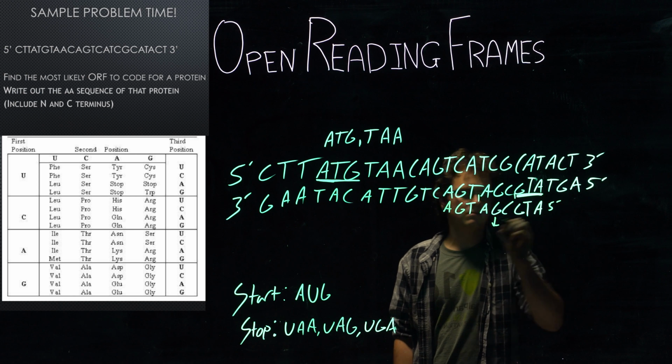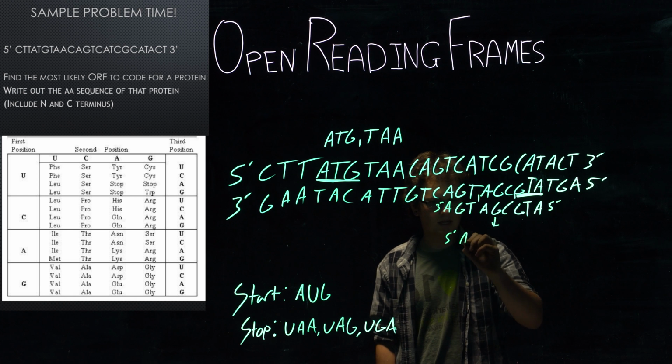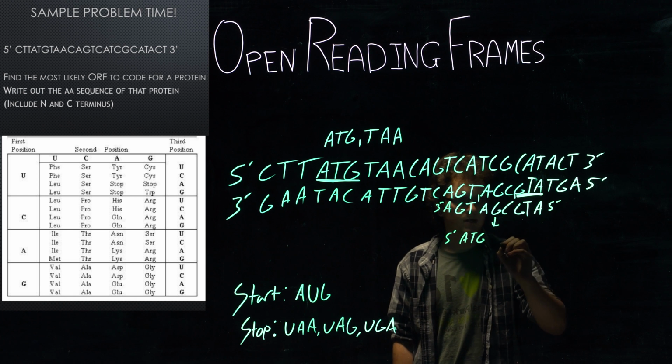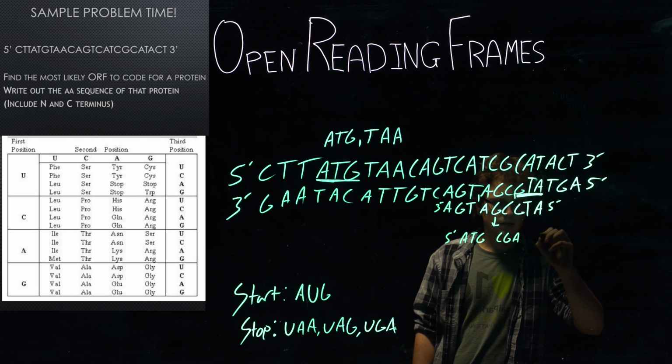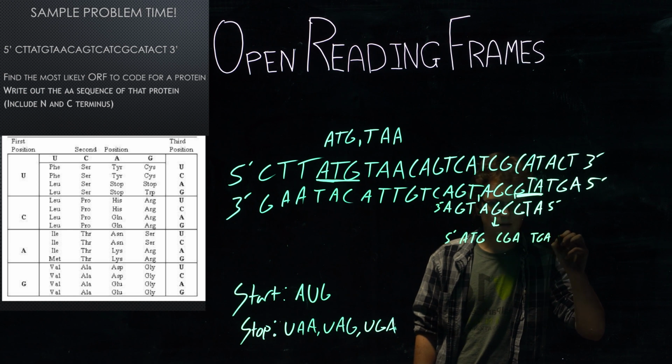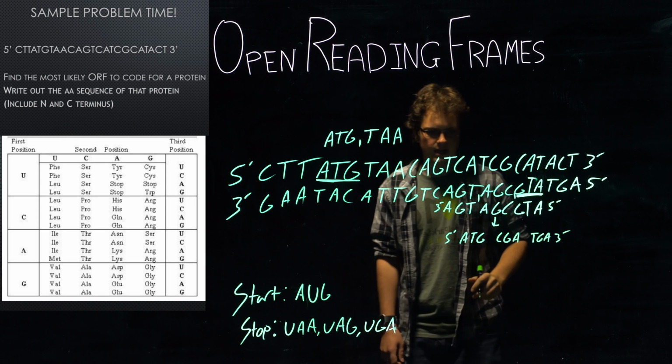So then I'm going to write this again. So this is 5', 3'. We're going to write it again, 5' as A, T, G. Leave a little space so you can see your next codon, CGA, and then TGA for stop, right? So this one's a little better. We have 2 amino acids, but let's see if we can do one better than that, right?